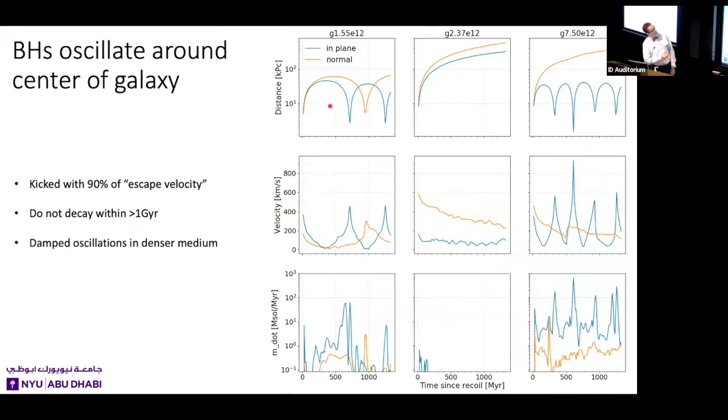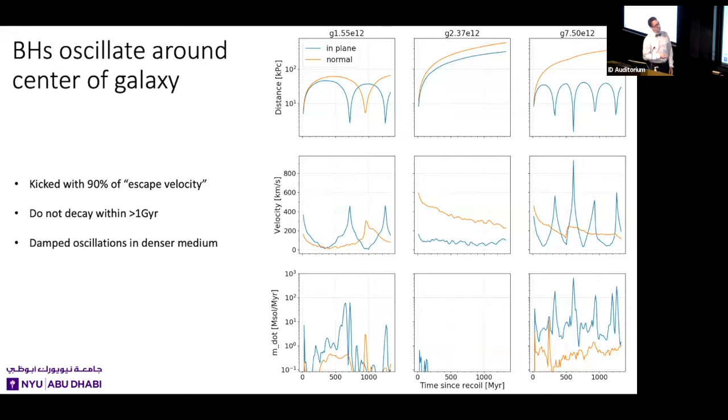But if you compare the in-plane kick, which is the blue line, and normal to the plane of the galaxy, you see that in the galaxy it's kind of damped because we moved through the denser medium, which is what we expect. But not all of them look nice, so some of them don't oscillate. Some of them oscillate only in the plane of the galaxy, so the trajectories are very sensitive to the magnitude of the kick.